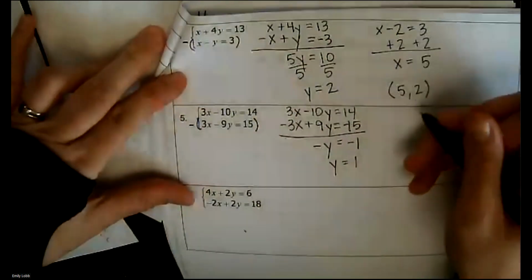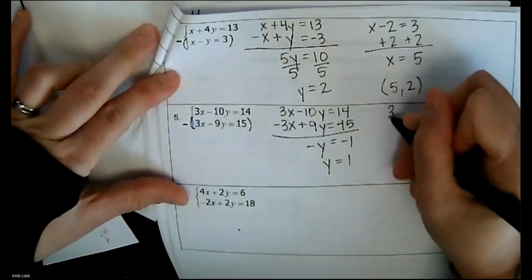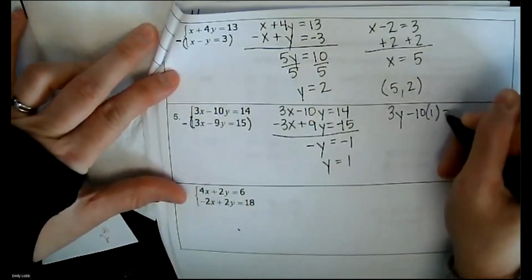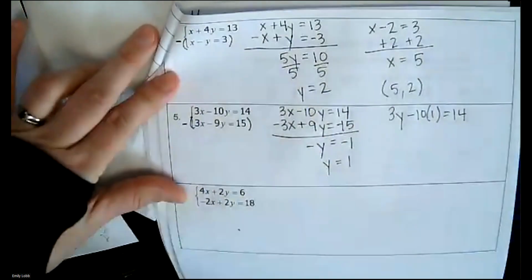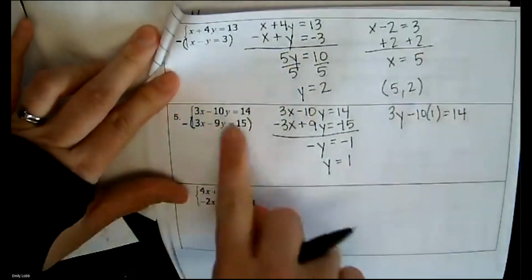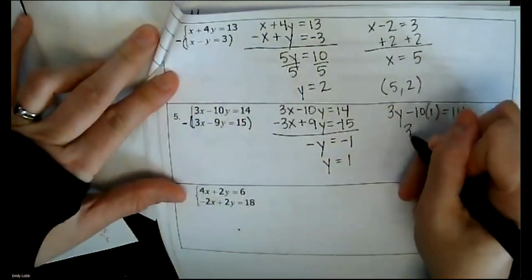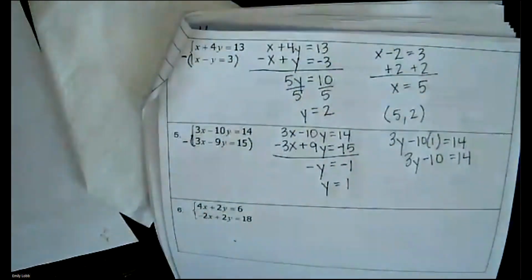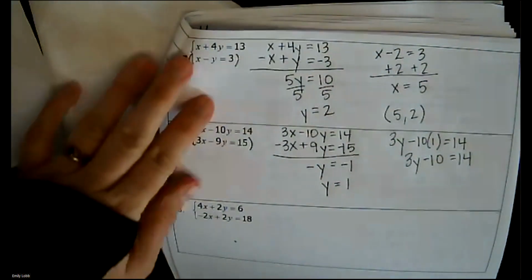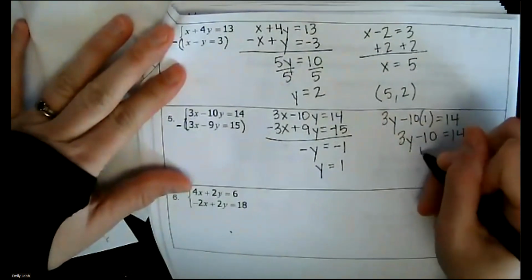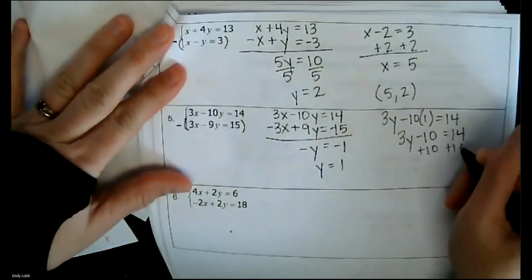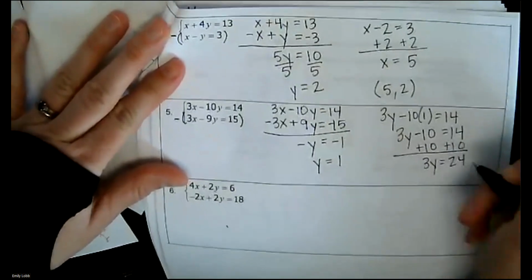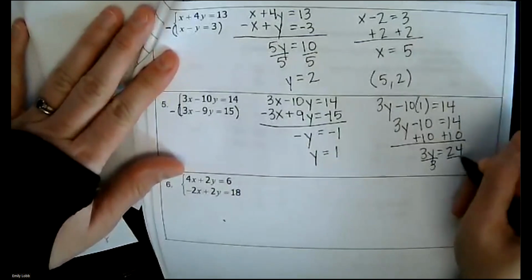If I throw that back into the top equation, I have 3x minus 10 times 1 equals 14. When we find y, we put it in for y. So I would simplify to 3x minus 10 equals 14. And then I would solve that two-step equation. So I would add 10 to both sides. 3x is equal to 24. And then I would divide both sides.